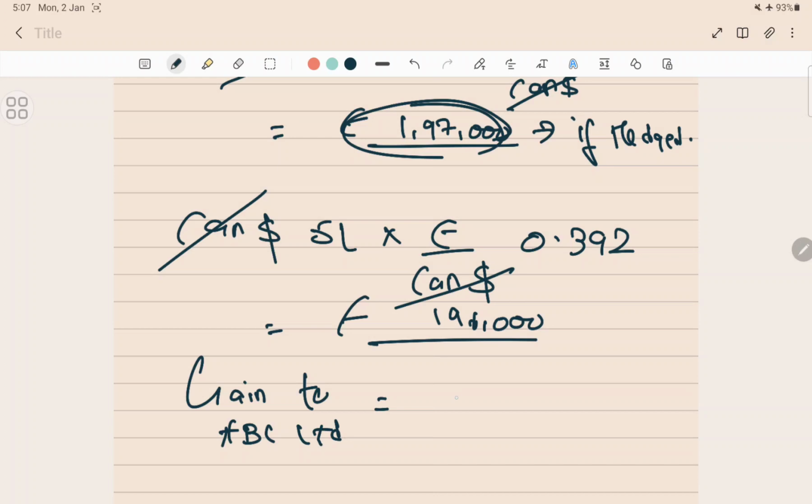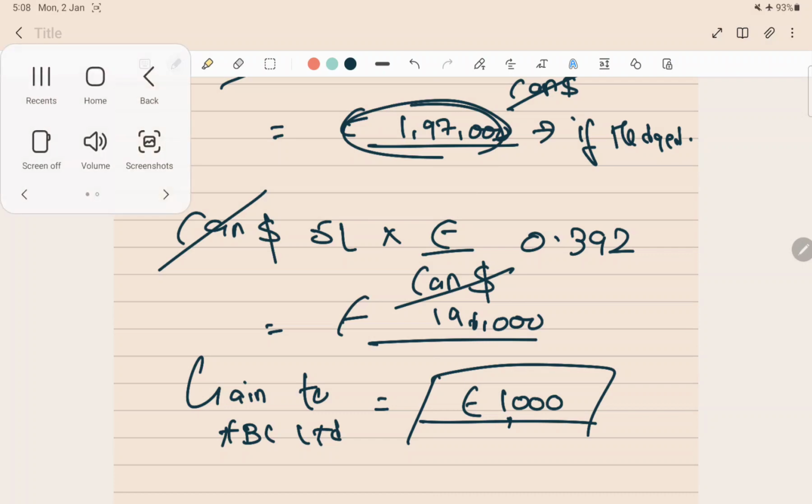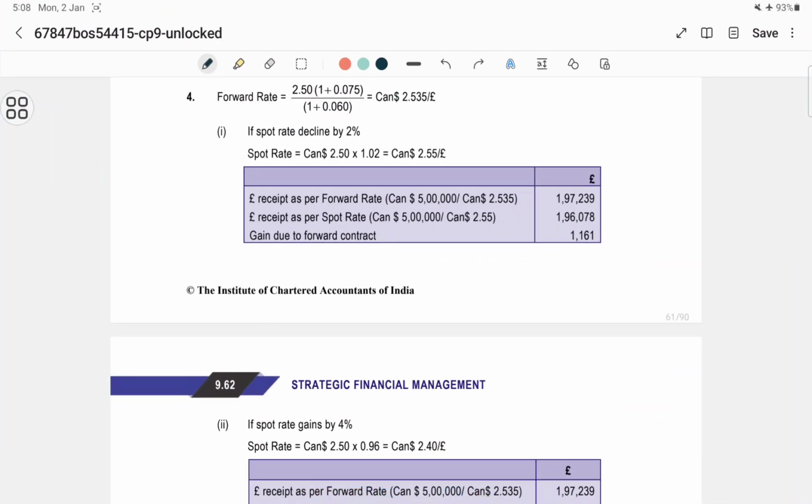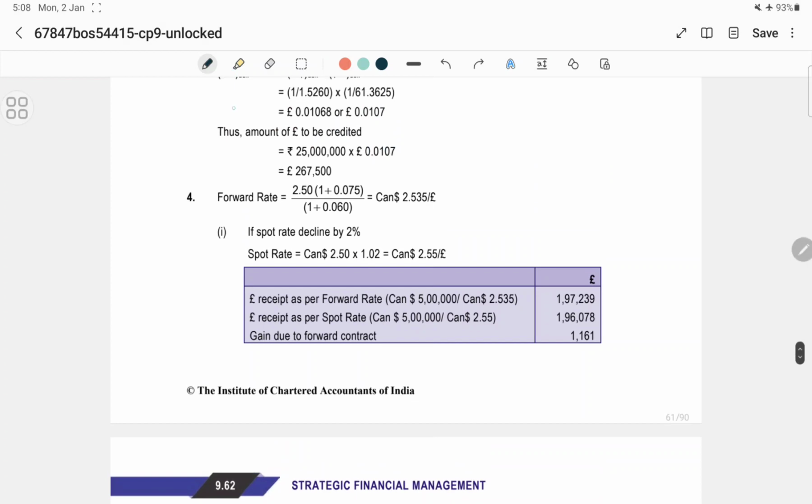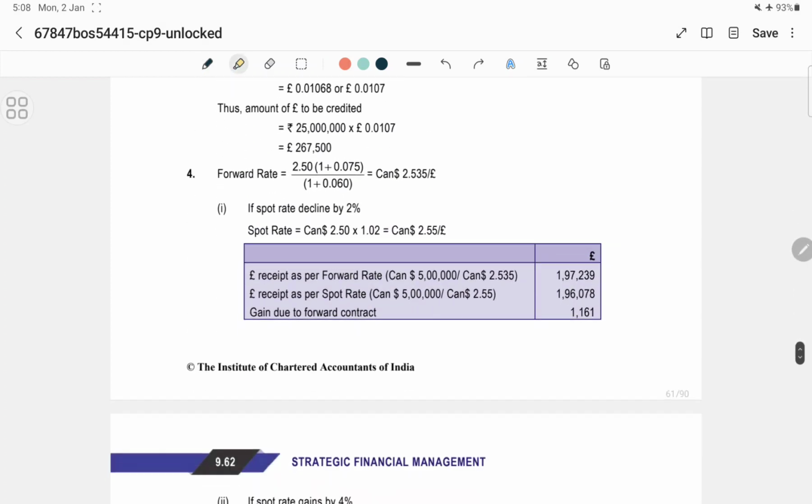How much? Pound 1,000. Correct? Now we'll see what answer the institute has. See, this is the fourth sum, third and fourth.